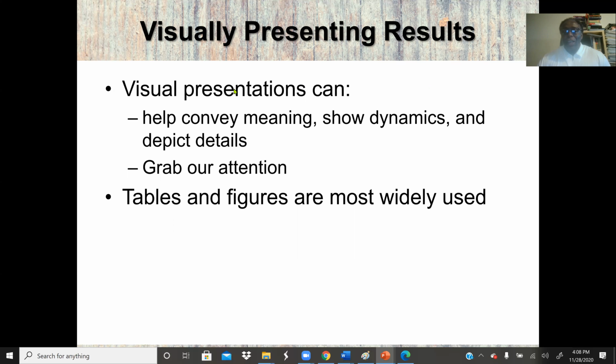Visualization, again, will grab our attention. Tables and figures are most widely used. I'm not 100% sure, but in at least 90% of articles you will see a table or a figure or a graph.